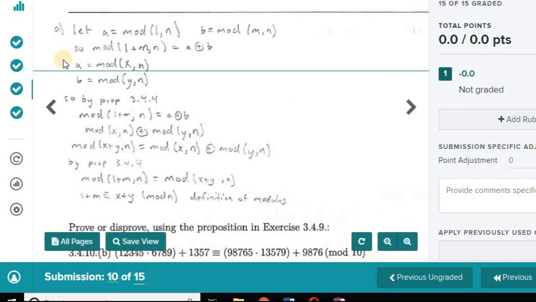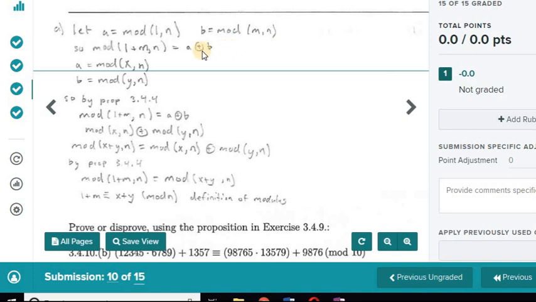All right, now here's an example of a proof that would have been good if it were rewritten. So let's start with this example. So here they're assuming the statement of the proposition, and then they're defining variables a and b. That's good. And then you say, so mod(L plus m, n) equals a circle-plus b. How do you know that? What's the justification? In fact, that's proposition 3.4.4. This is true, but where's the justification?